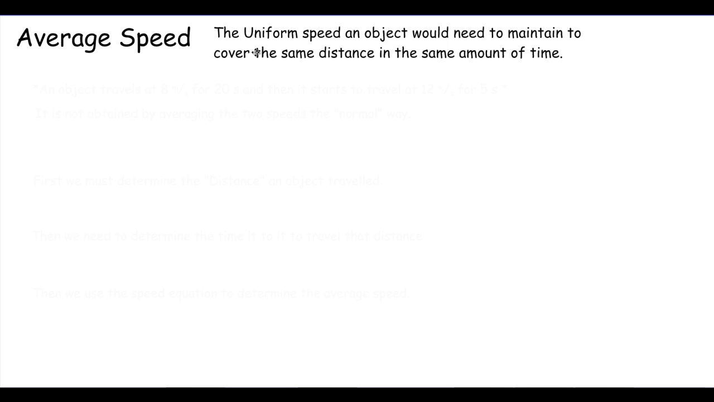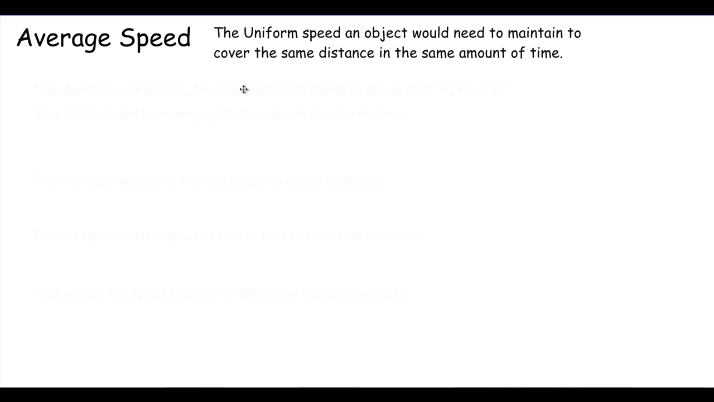If I look at this, the average speed is the uniform speed an object would need to maintain to cover the same distance in the same amount of time. So let me re-say that. The average speed is the uniform speed, or the constant speed, that an object would need to maintain to cover the same distance in the same amount of time.